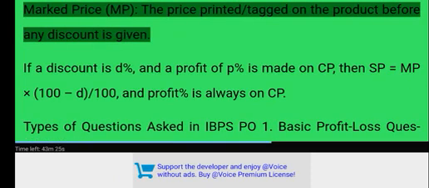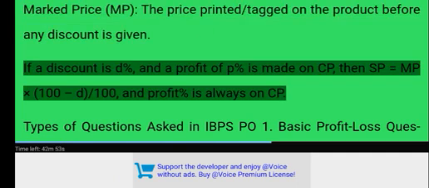Marked price, MP, the price printed or tagged on the product before any discount is given. If a discount is D%, and a profit of P% is made on CP, then SP equals MP times (100 minus D) divided by 100, and profit percent is always on CP.